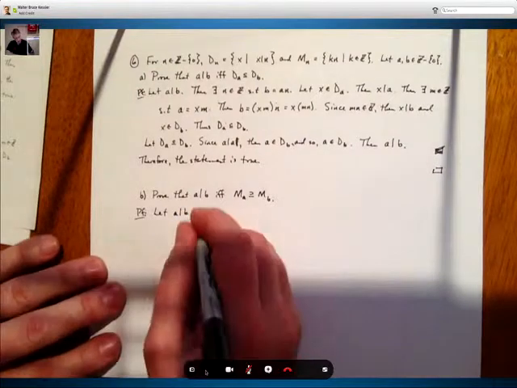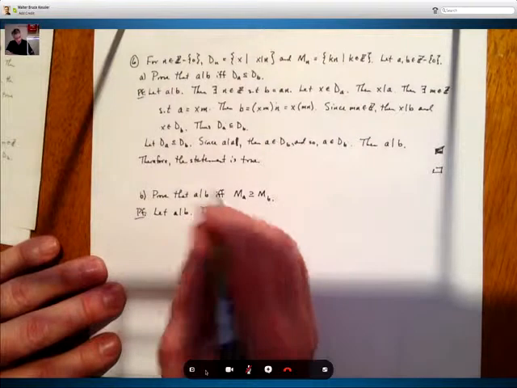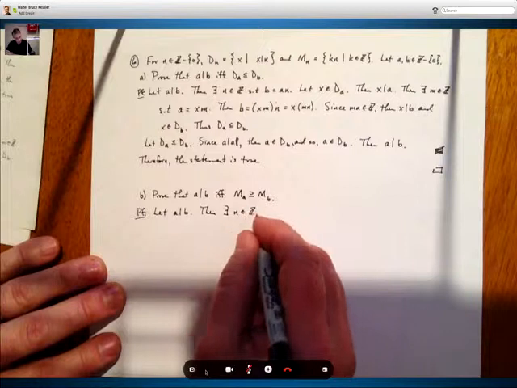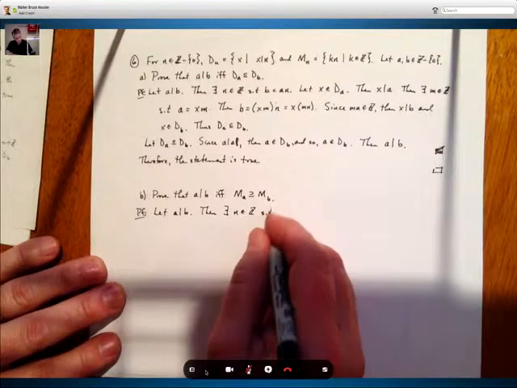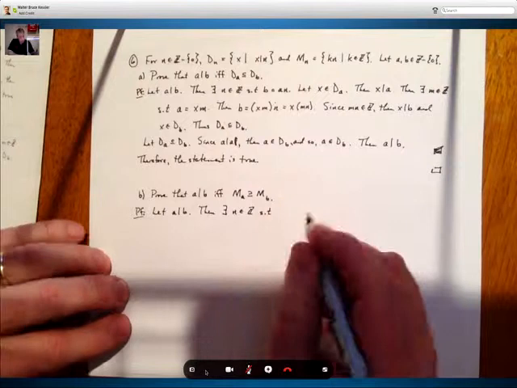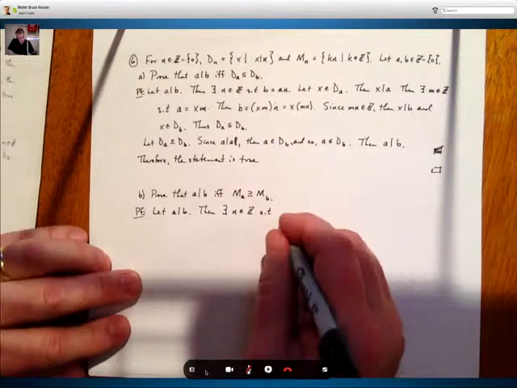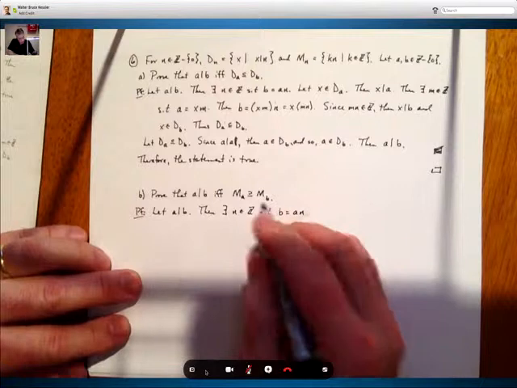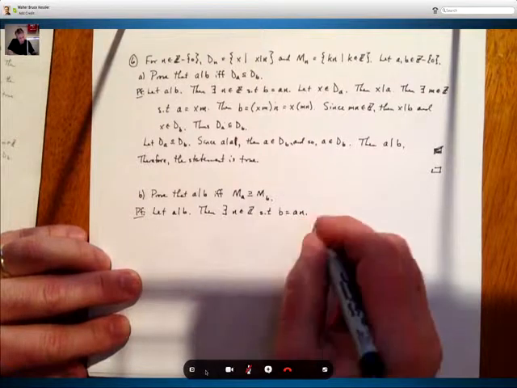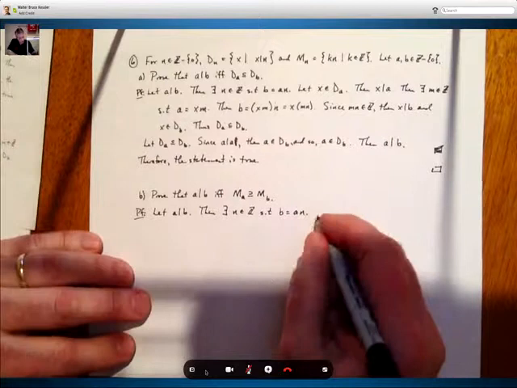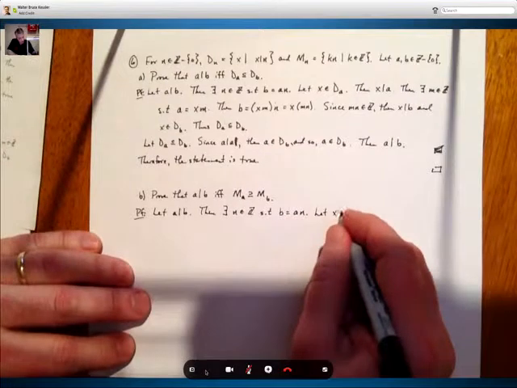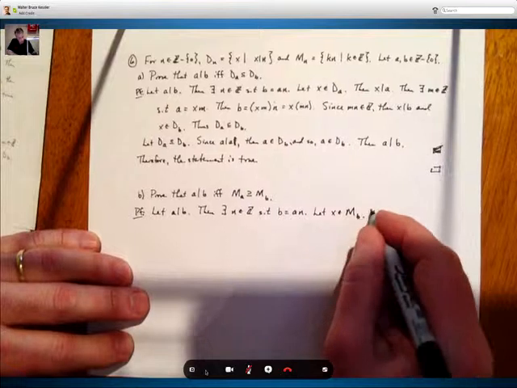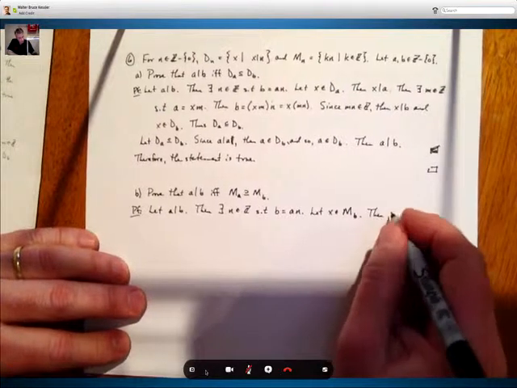So let's start with the left-hand side. Let A divide B. Then let's see if we can draw the parallels. Then there exists an integer n such that B equals an, okay? And now I'm going to let my x be in this, right? I want to show set inclusion. So let x be an element of M sub B, okay?